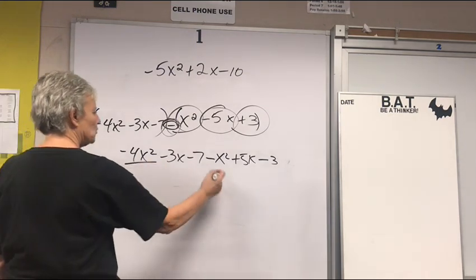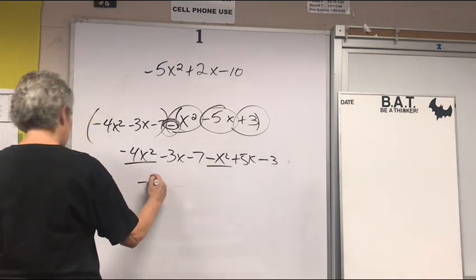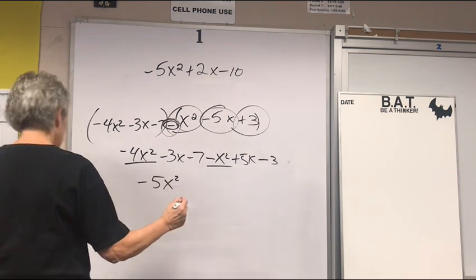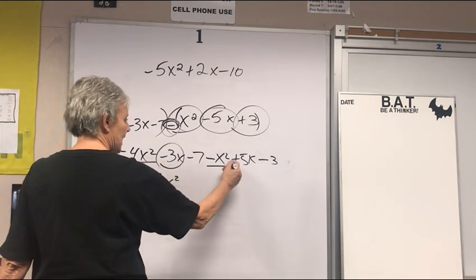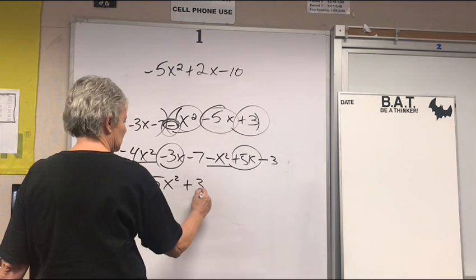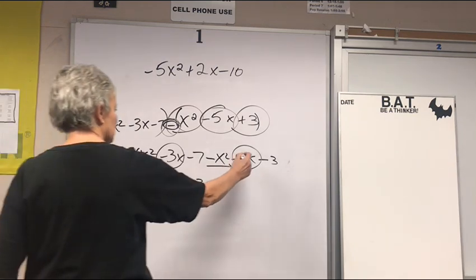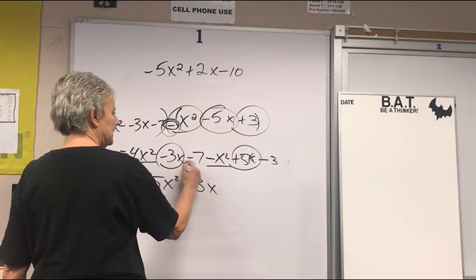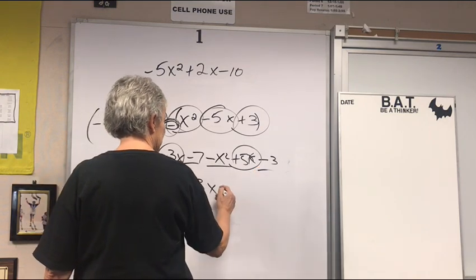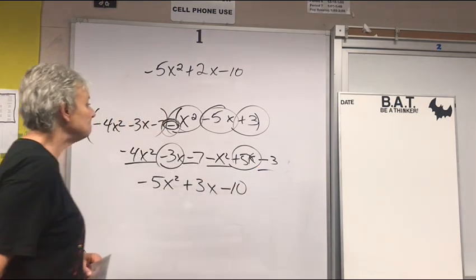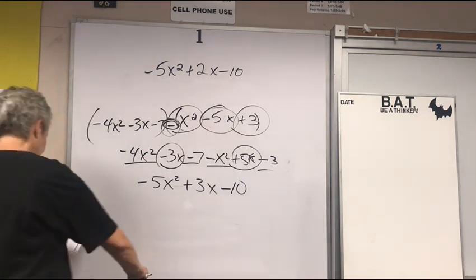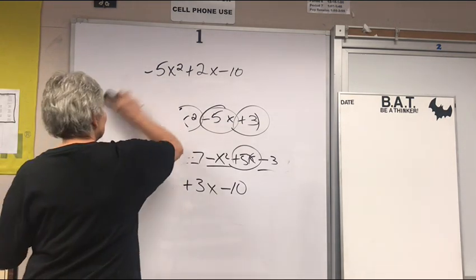We have 4x squared, negative 1x squared, that's negative 5x squared. And then we have negative 3x and 5x, that's positive 3x. Looks like a K. And negative 7 and negative 3 is negative 10. Okay? All right, number 6.